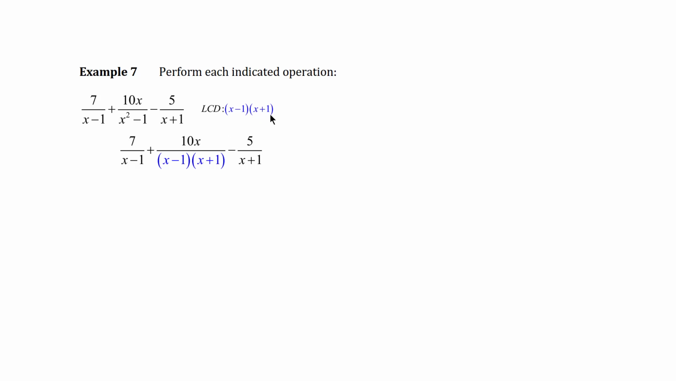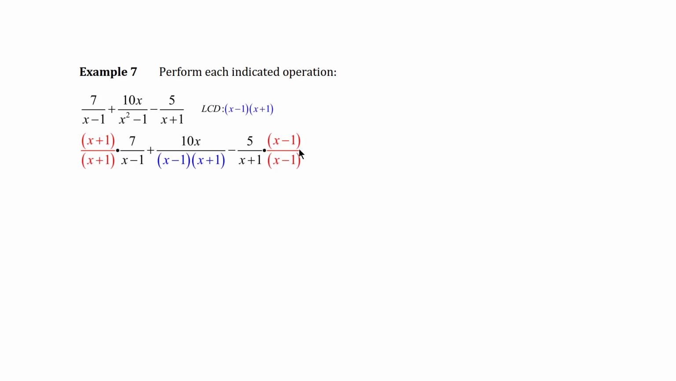Next, we need to rewrite each fraction as an equivalent fraction with the LCD as the denominator. For the first fraction, we're missing the x plus 1, so we multiply the top and the bottom by x plus 1. For the second fraction, we don't change anything because the denominator is already the LCD. For the third fraction, we're missing the x minus 1, so we multiply the top and the bottom of the third fraction by x minus 1.